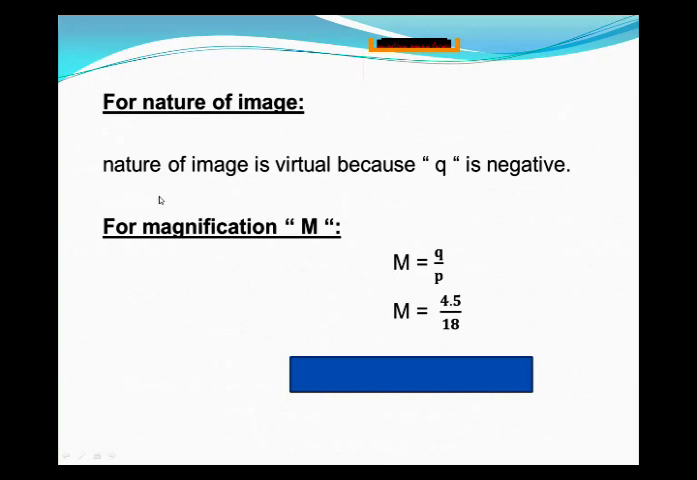After that, we are going to find the magnification. So the magnification formula is M is equal to Q upon P. Here the value of Q we found is 4.5, while the value of P was 18. So we will divide 4.5 by 18, then we will get M is equal to 0.25.